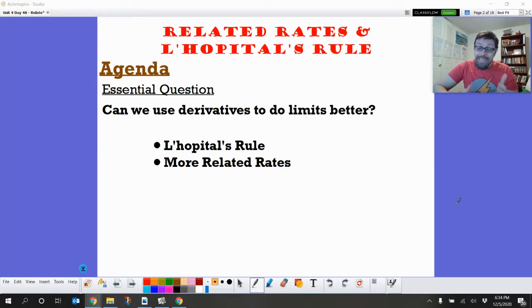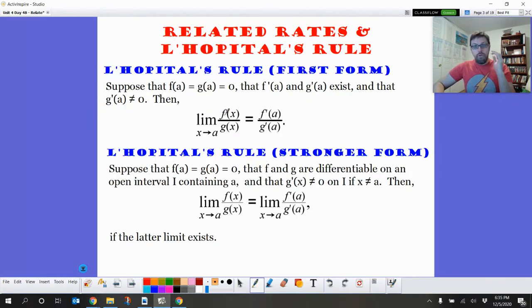All right, so basically the final section of Unit 4, L'Hopital's rule and a little bit of related rates if we need to add that in. L'Hopital is actually kind of a cool thing. It's using derivatives to make limits better. Before, in our initial chapter when we were learning about limits, we didn't know derivatives yet. Derivatives actually can circle back and help us with limits. So L'Hopital made this rule.